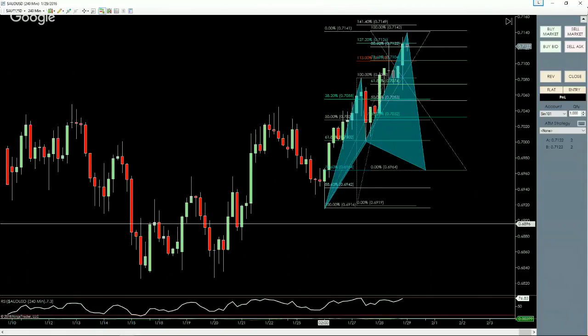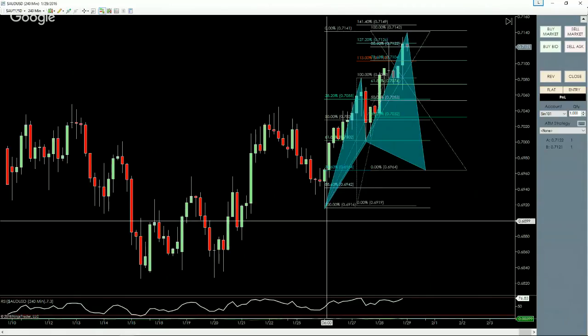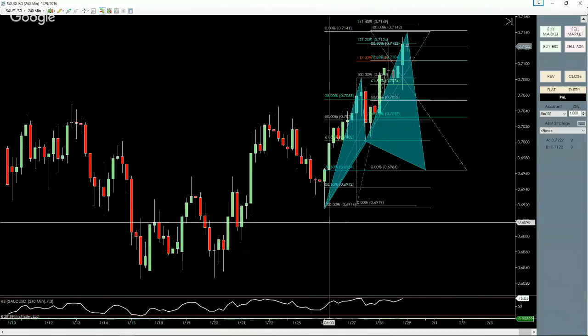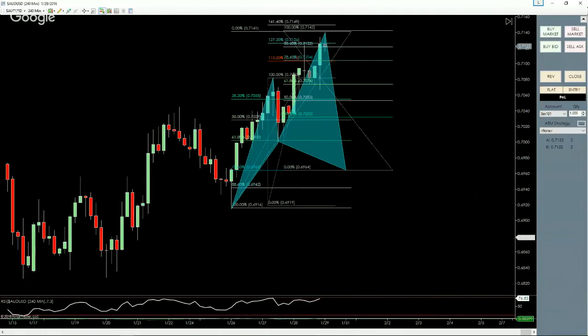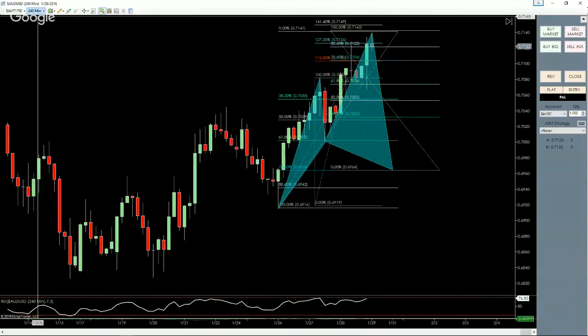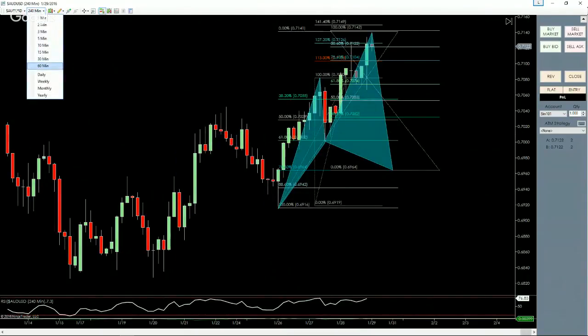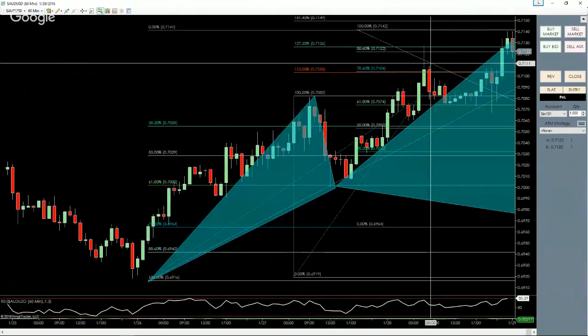There is that 69 even right there that we want to take note of when we're placing stops. We want to make sure to put them a little bit below that for safer stops. Let's go down to the 60. Let's take this out.